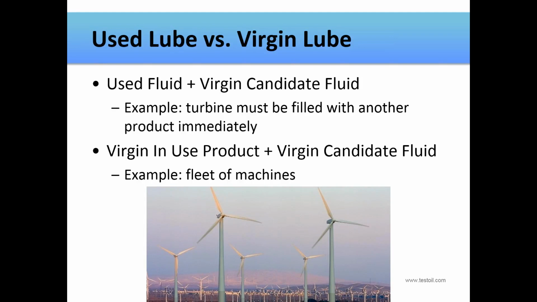And another example, say we have a fleet of 50 gearboxes, and we are looking to use a new fluid, and the cost of testing all the in-use fluids would probably be pretty cost prohibitive. So in this type of case, we might want to test mixtures of the virgin sample of the in-use lubricant and a virgin sample of the candidate lubricant. And this would at least provide us a general idea of the compatibility between the two and what we can expect.